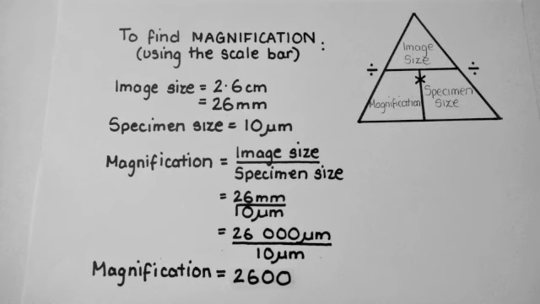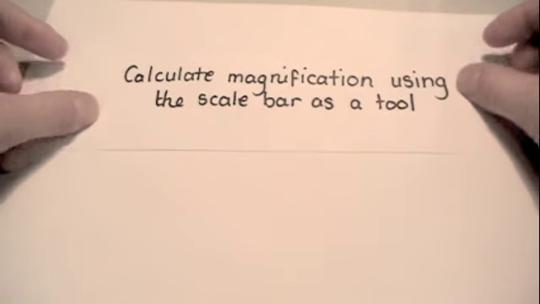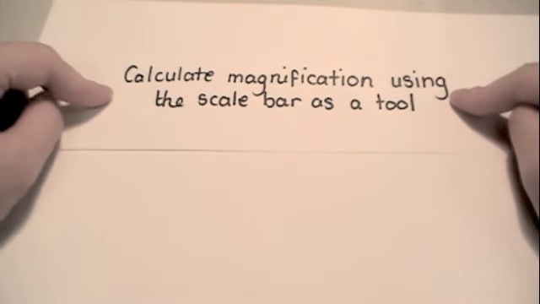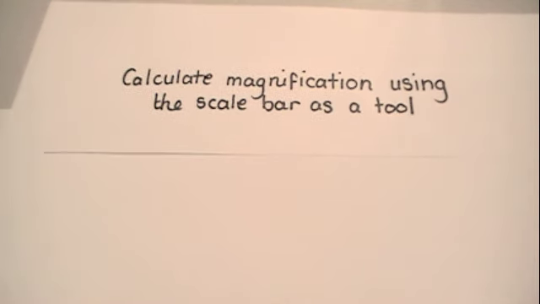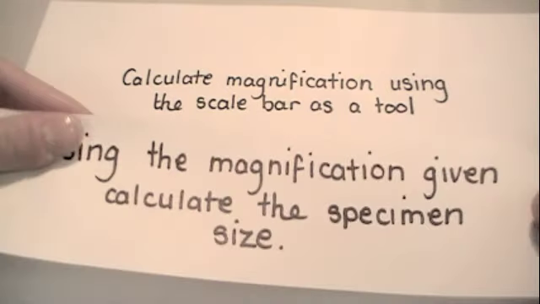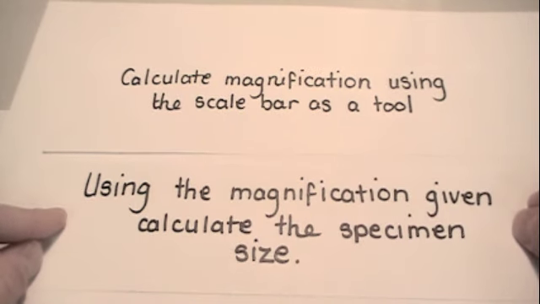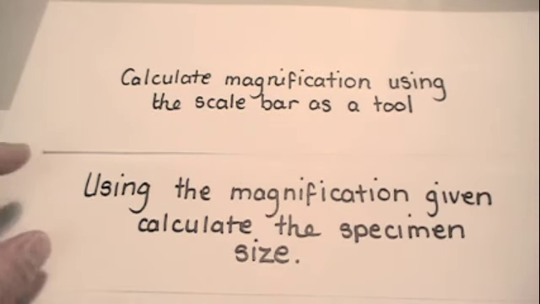Now we have a small problem because our measurement is in millimeters. Dividing millimeters by micrometers doesn't work, so we convert the millimeters to micrometers. That gives us 26,000 micrometers divided by the specimen size of 10 micrometers. We achieve a final magnification of 2600. We have calculated magnification using the scale bar as a tool. We found out that it was times 2600. So what we're going to now do is use that times 2600 magnification to calculate the actual specimen size of that cell.